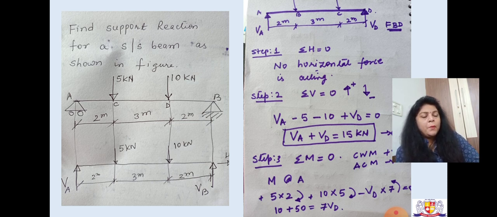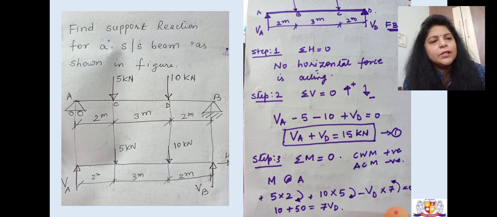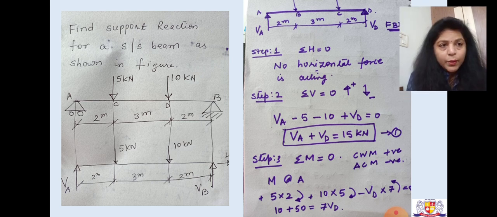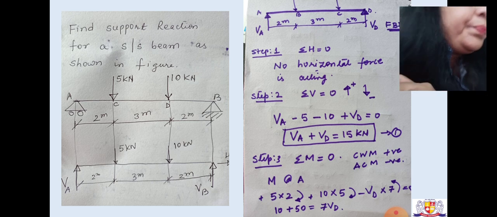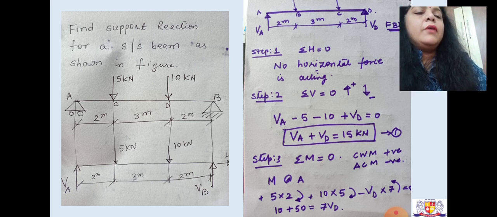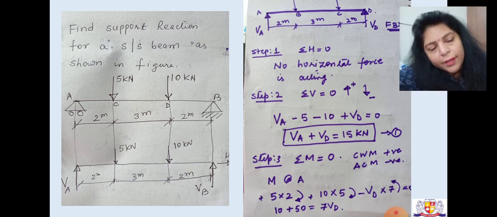Hinge support. How many reactions are there in hinge support? There are two reactions in hinge support. One is vertical reaction and second is horizontal reaction. Okay, so now what we will do, we will apply our conditions of equilibrium. So you can see that in the first diagram I have drawn what we call a free body diagram. So first step is a free body diagram. Okay, now step 1, that is sigma H is equal to 0.